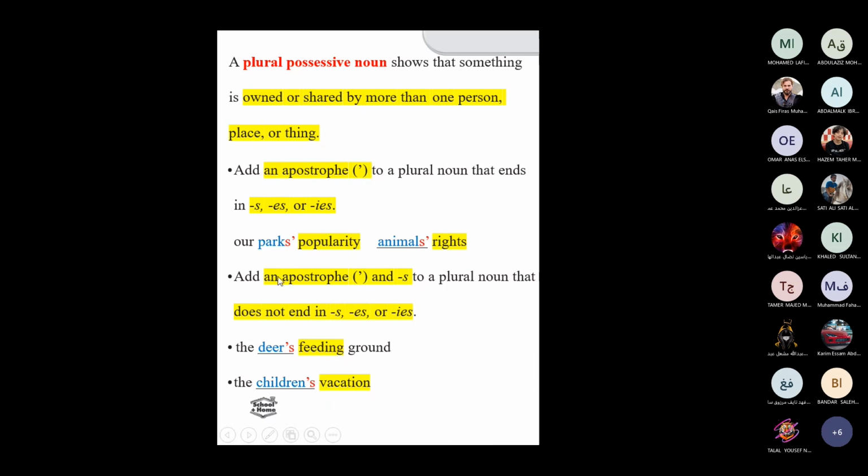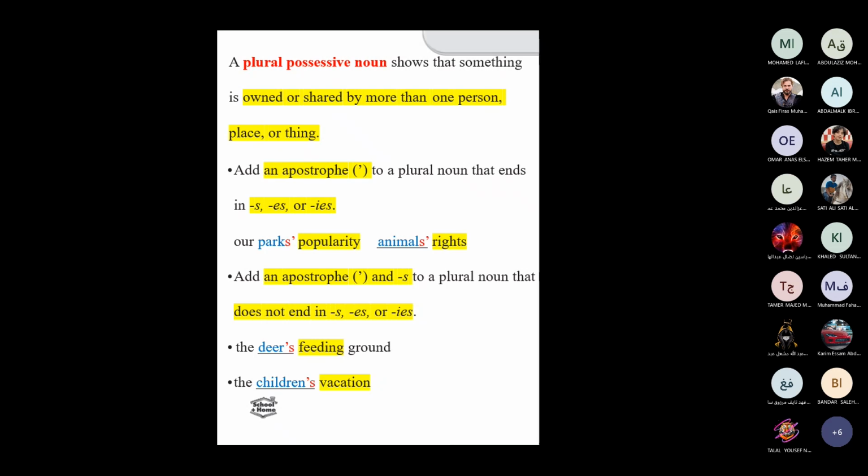The second branch is about adding an apostrophe and s to a plural noun that does not end in s or es or ies. We have regular plural nouns, guys. Okay, let's forget about regular plural nouns, because it's a regular plural noun and unlike that. We don't want to get into this area. We just want to explain it.